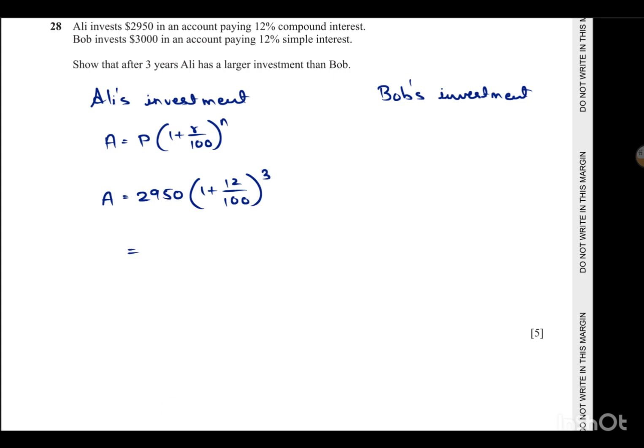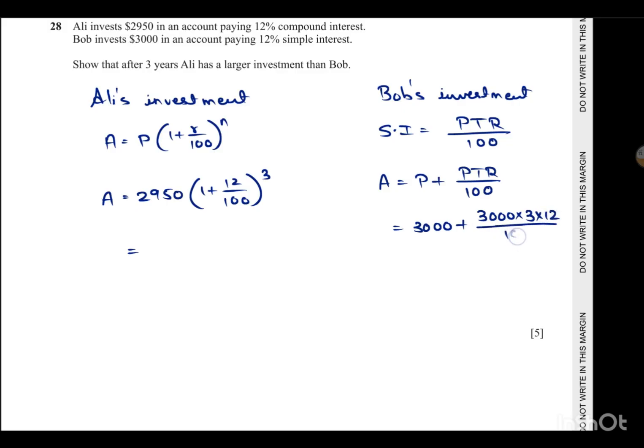Then next, Bob's investment will be 3000. Now let me write the simple interest formula first. Simple interest is equal to principal multiplied by time multiplied by r by 100. How will you find the amount here? Amount will be the principal amount added to this simple interest. So principal here is 3000 plus 3000 into time, which is 3 years, and rate is 12 by 100. Now we'll do both of these in the calculator.